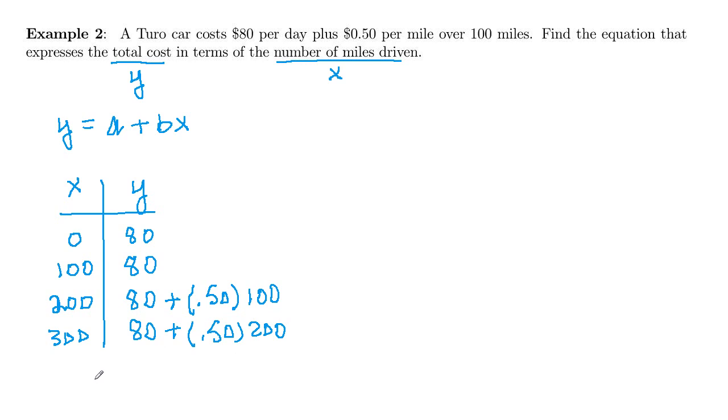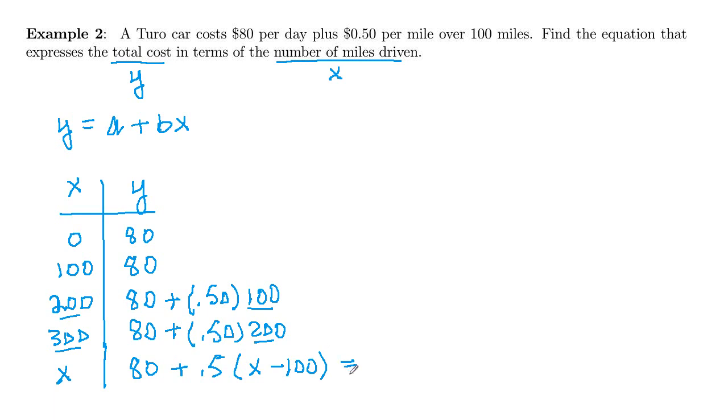And so in general, if you have an X here, you are going to have that $80 charge, and then you're going to add 50 cents a mile, so 0.50 or 0.5. And then to get the 200, we did 300 minus 100. To get the 100, we did 200 minus 100. So if we're doing X miles, it's going to be X minus 100. So that's the miles over 100.